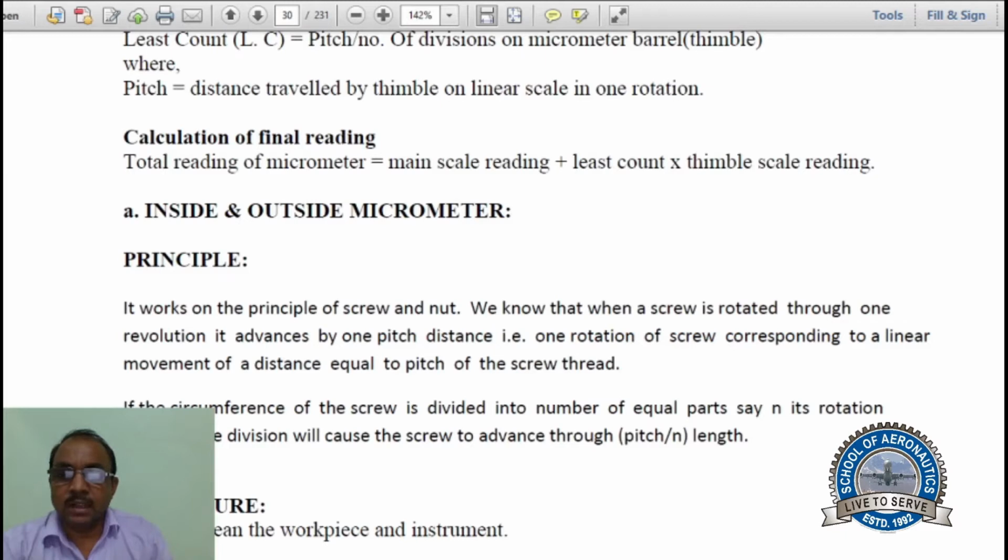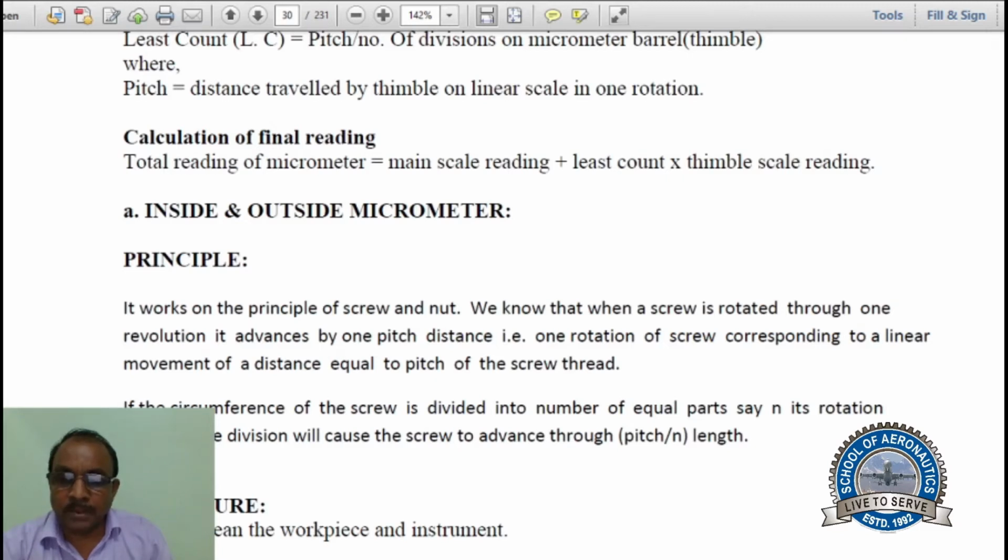Inside and outside micrometer. Principle. It works on the principle of a screw and nut. We know that when a screw is rotated through one revolution, it advances by one pitch distance. That is, one rotation of a screw corresponds to a linear movement of a distance equal to the pitch of the screw thread.